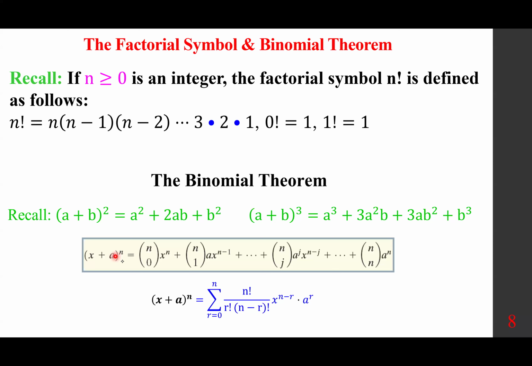In general, (x plus a) to the power of n is n choose 0, x to the power of n, plus n choose 1, a x to the power of n minus 1, all the way to the last. So the summation notation for (x plus a) to the power of n is the summation of r going from 0 to n of n factorial over r factorial times n minus r factorial, x to the power of n minus r, a to the power of r. And it's not always x, it may not be a number, it may be just another variable. We will discuss that further in a moment.